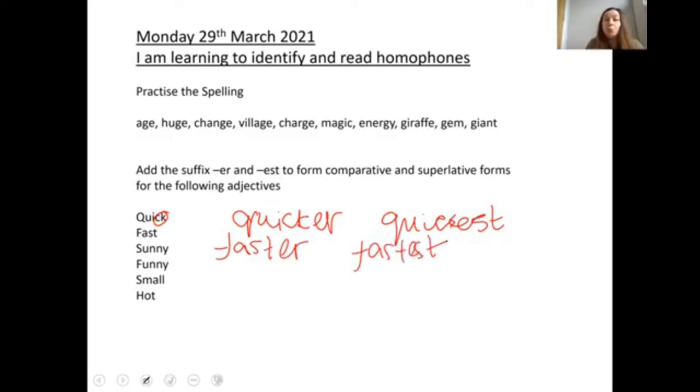Okay. Ooh, but the next one is a bit tricky, sunny. So how do we write sunny? And then sunniest. If you remember, last week we talked about this, that we have to drop the Y. So we drop the Y, and then we change it with I, and then we write the ER suffix. So sunny, and then you have sunniest.